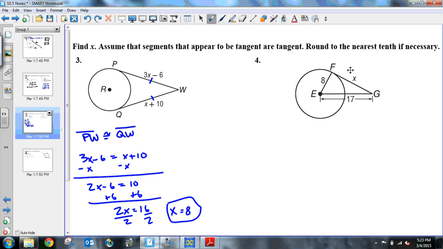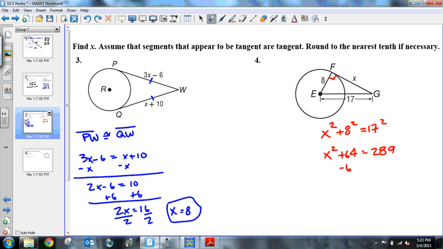Now over here, if we assume that FG is tangent to circle E at point F, then I know that this is a right angle. And I know that if I have a right triangle, then my dear friend Pythagoras, his theorem holds true. So I can say that x squared plus 8 squared is equal to 17 squared. So let's solve for x here. I'm going to evaluate this and get x squared plus 64 is equal to 17 squared, which is 289.